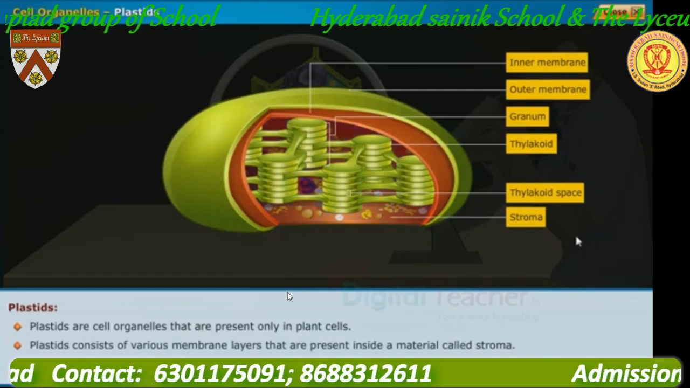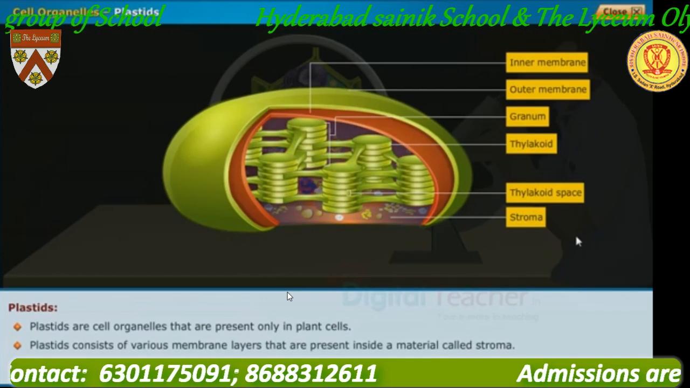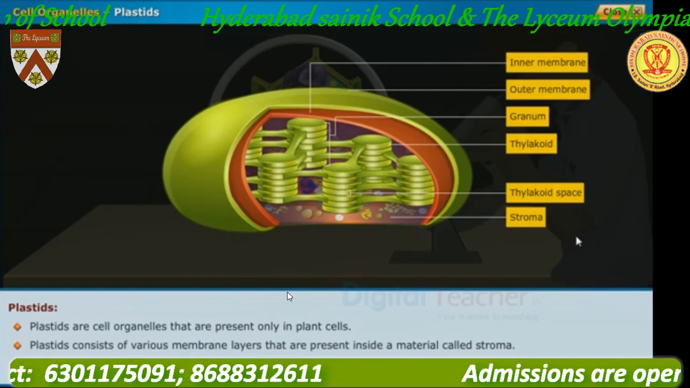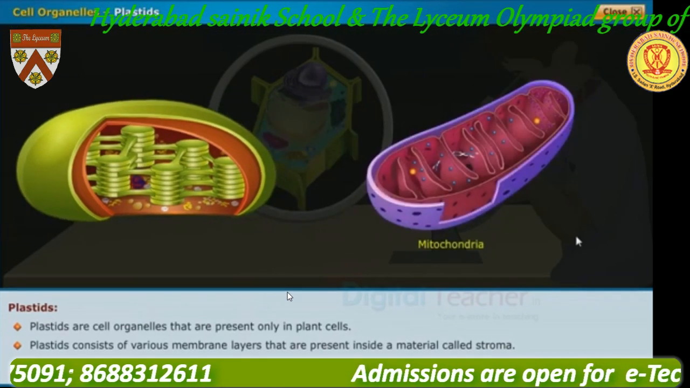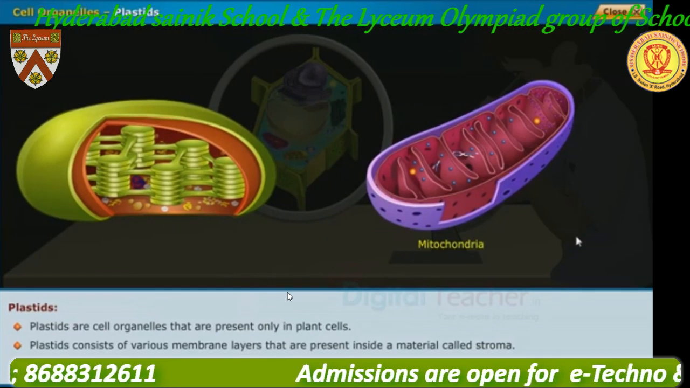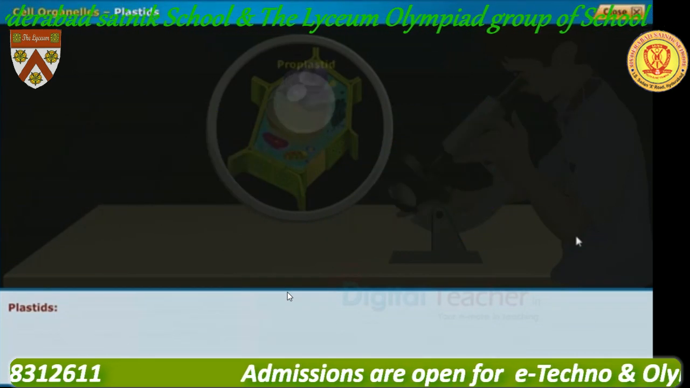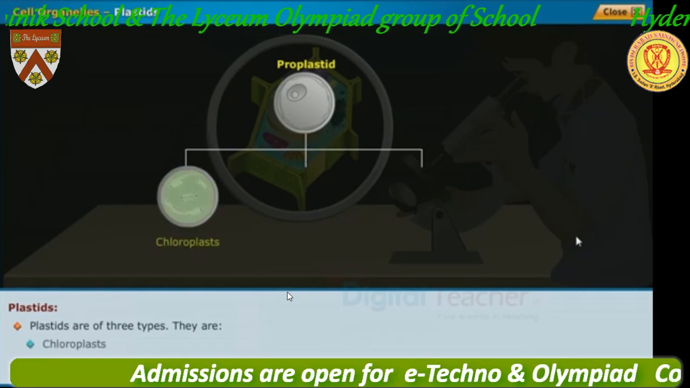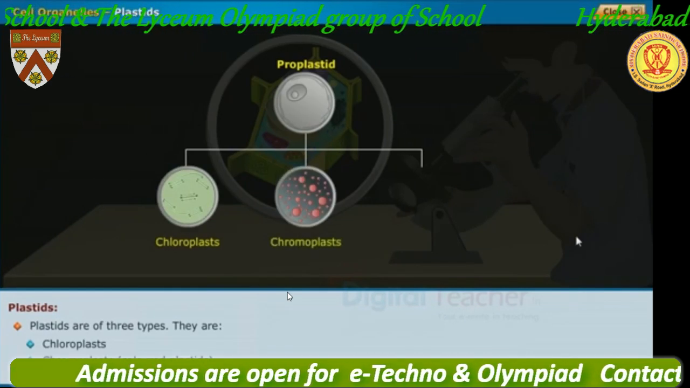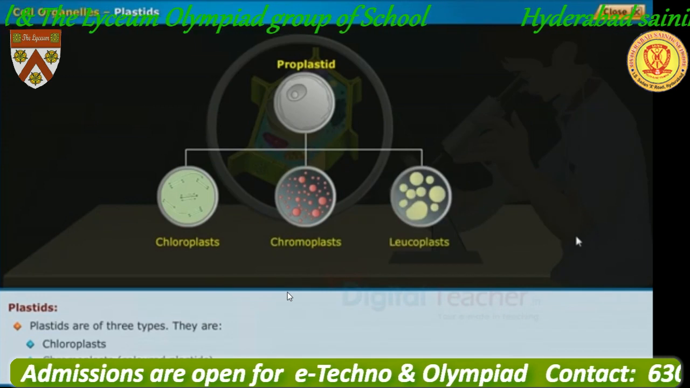Plastids consist of various membrane layers that are present inside a material called stroma. From external view, plastids are similar to mitochondria. Plastids are of three types. They are chloroplasts, chromoplasts, leucoplasts.